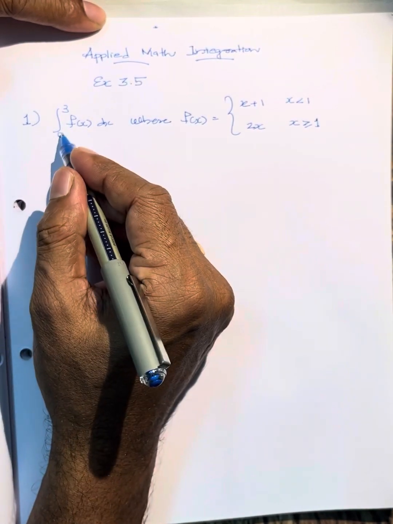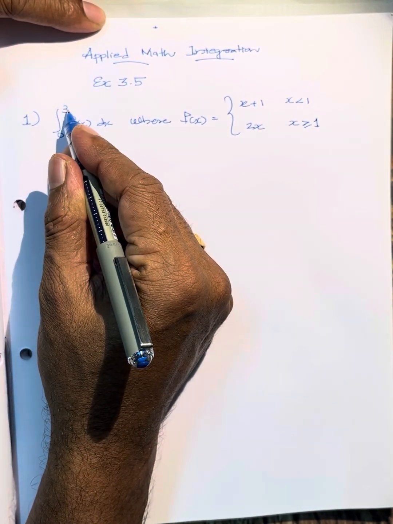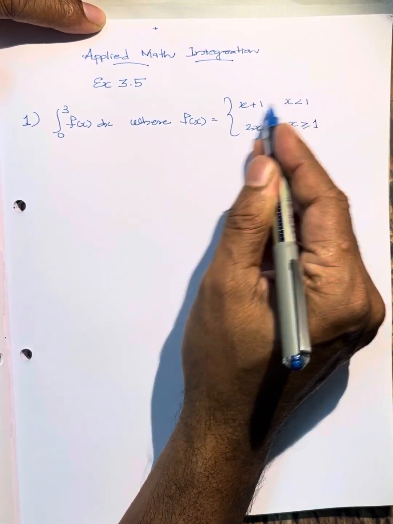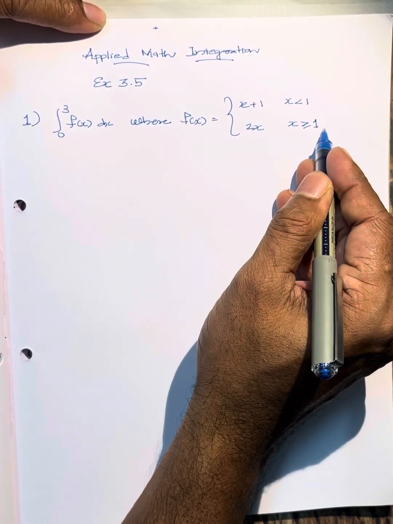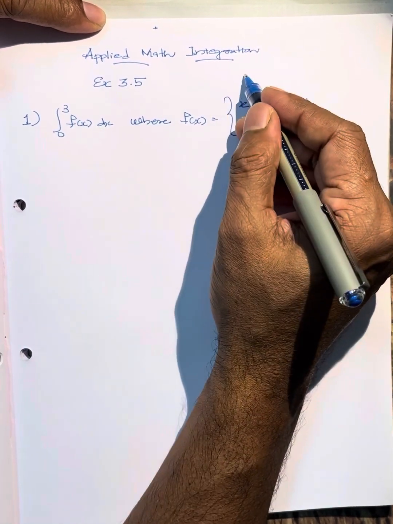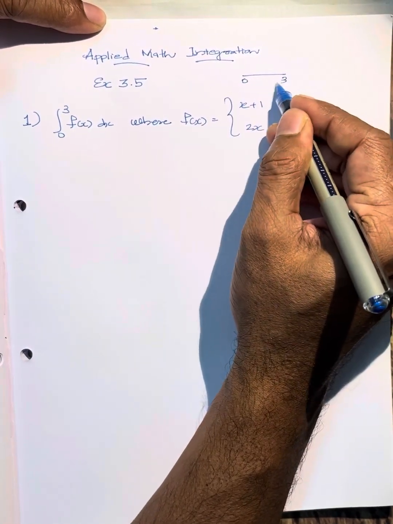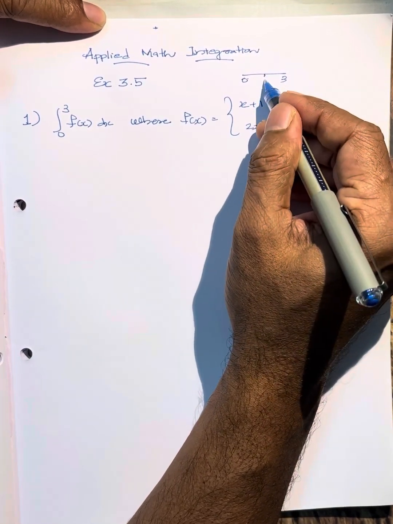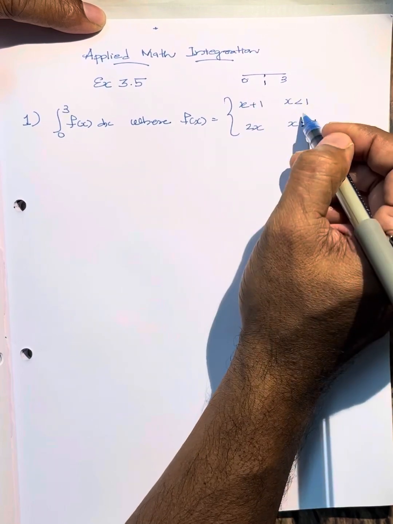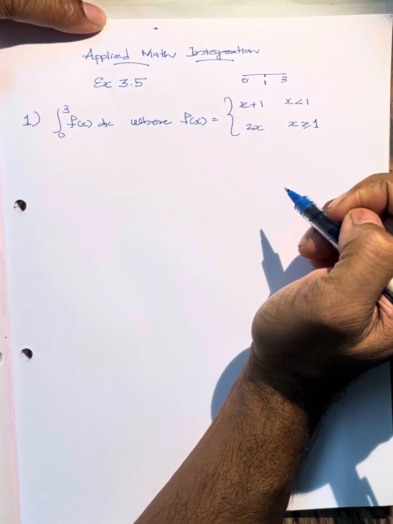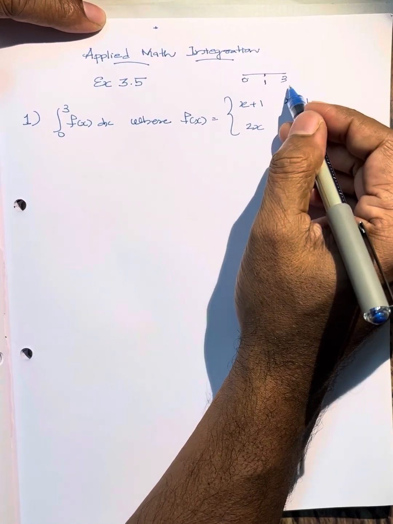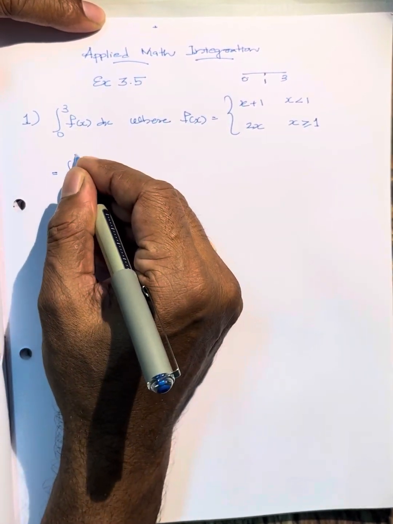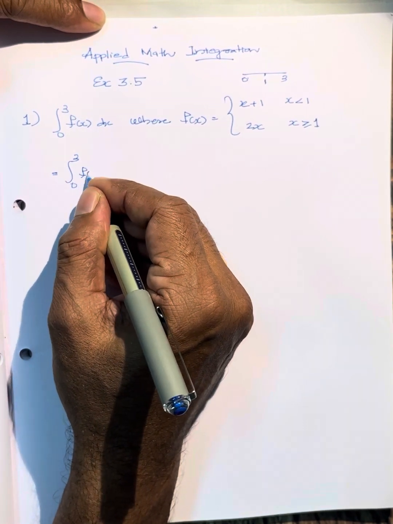So you need to integrate from 0 to 3. But if you look at the actual function, you will see before 1 there is a function and after 1 there is a function. In the route of 0 to 3, you have to travel from 0 to 3. In that there is a point called 1. Before 1 there is a function, after 1 there is another function. So I need to integrate them separately. So I will write this as integral 0 to 3 f of x dx.